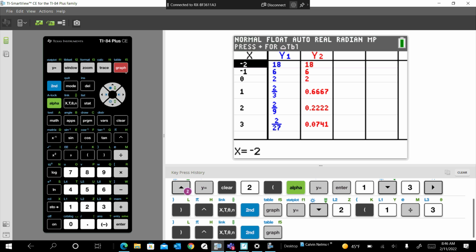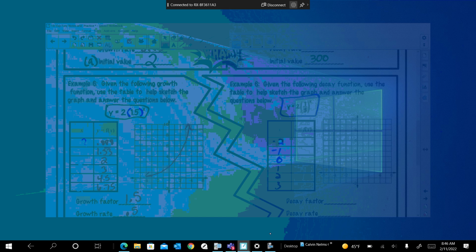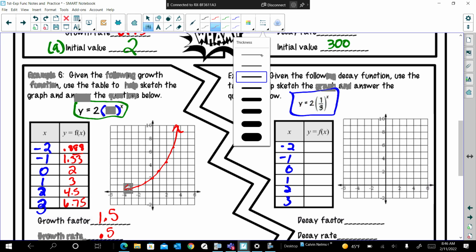It doesn't really matter. You just have to make sure that sometimes if they give you a graph with the fraction, you remember what fraction that is. It's usually going to be equivalent to what you have in your table. Okay, so let's fill in our table. I'm going to go red.